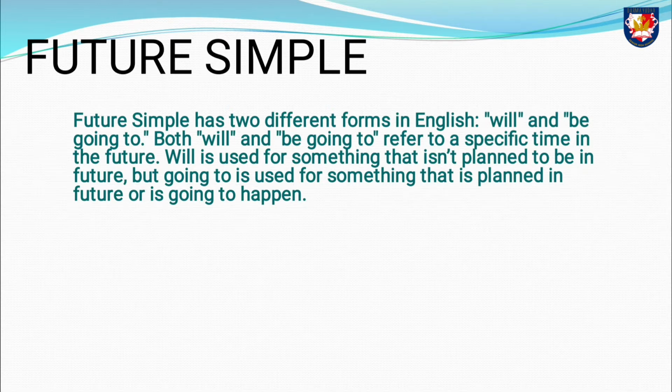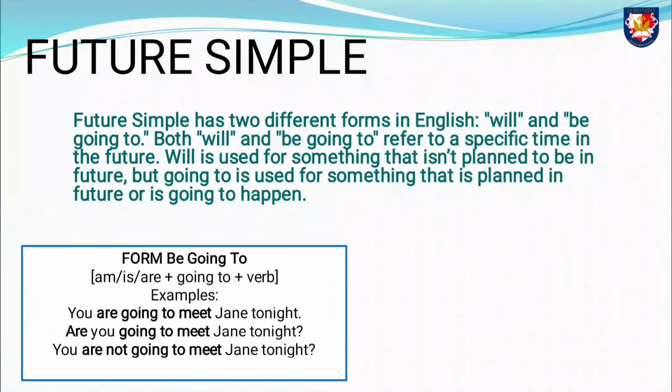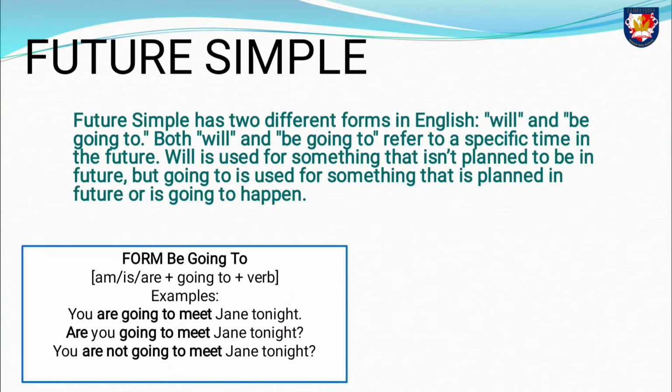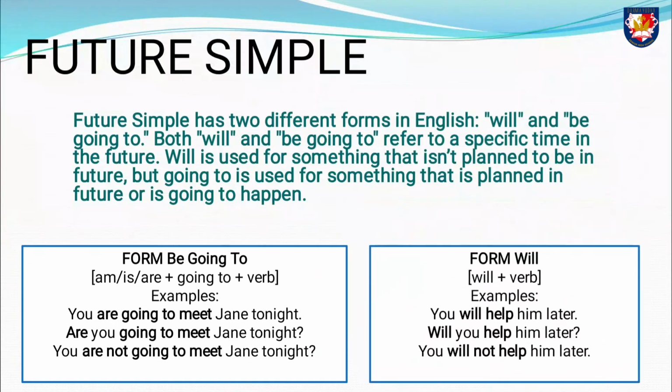Let's see the example. Am, is, are plus going to plus verb. You are going to meet Jane tonight. Are you going to meet Jane tonight? You are not going to meet Jane tonight. Will plus verb. You will help him later. Will you help him later? You will not help him later. Each of the examples has positive, negative, and question form.